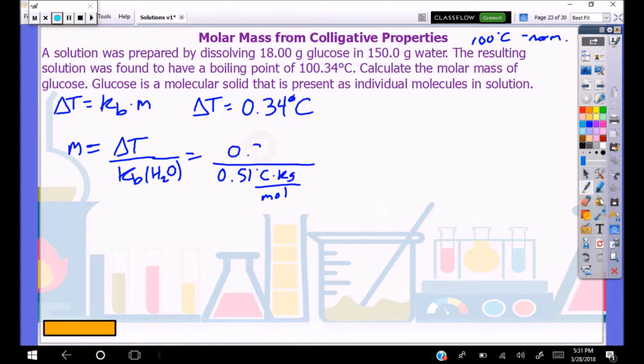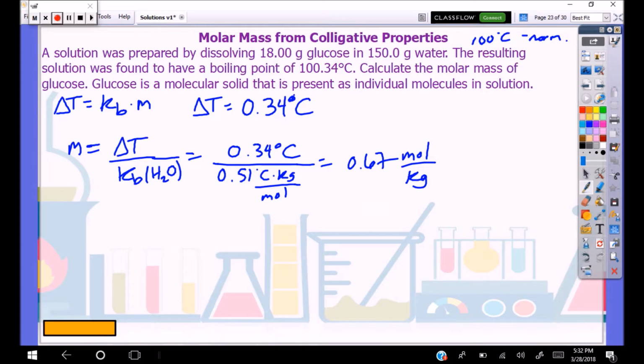And this is over 0.34 degrees Celsius. So the Celsius will cancel, and because we're dividing by kilograms over moles, we'll end up in moles per kilogram as our answer, which is our molality. So we end up getting 0.67 as our molality here.